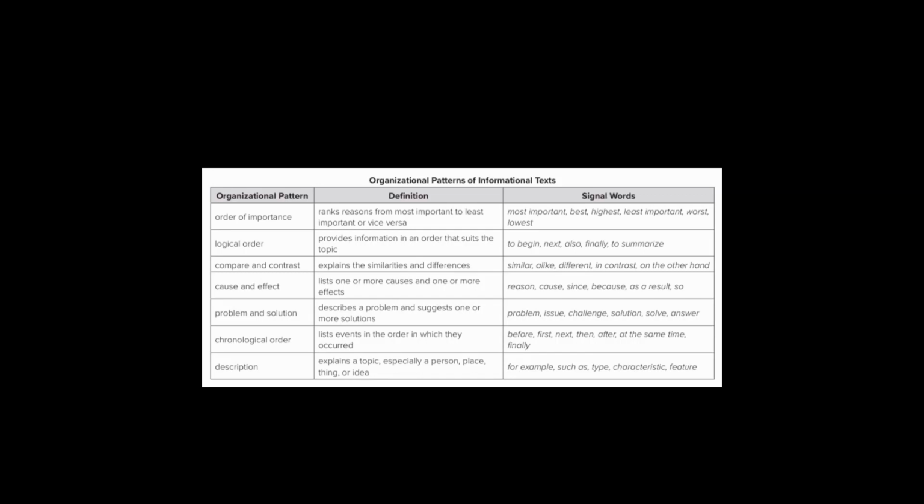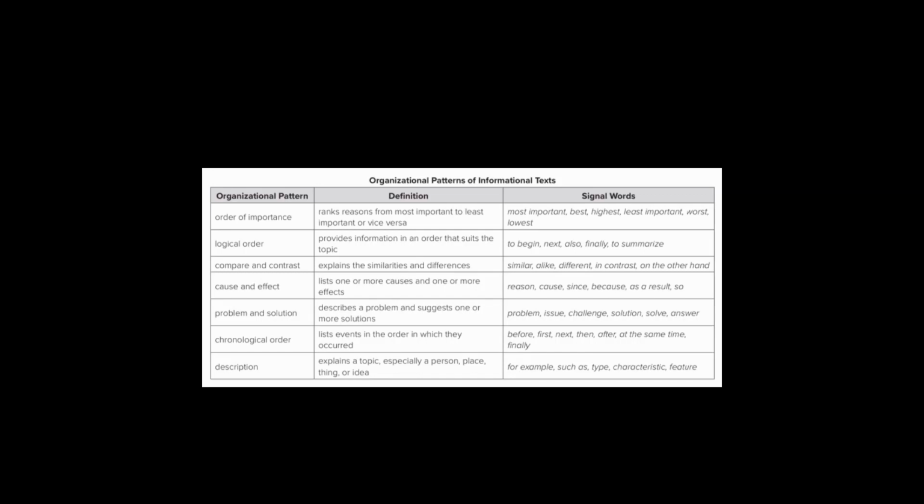Just to refresh our memory, I want you to take a look at this table. It is not in your book, but I want you to pay attention as I read it. Organizational patterns of informational text. On the left hand side we have organizational pattern, the definition is in the middle, and then the signal words. The signal words are the words that we could look for in the story that is going to help us understand or determine which organizational pattern the author is using.